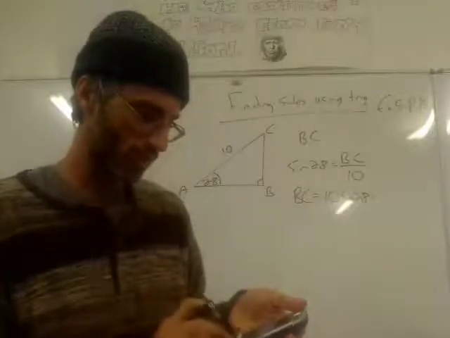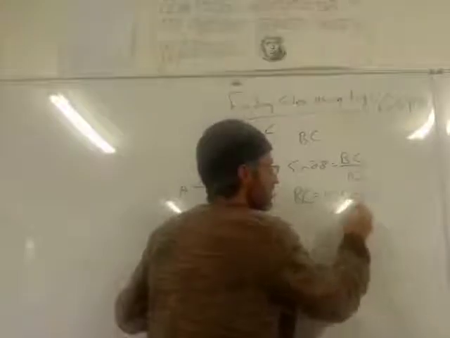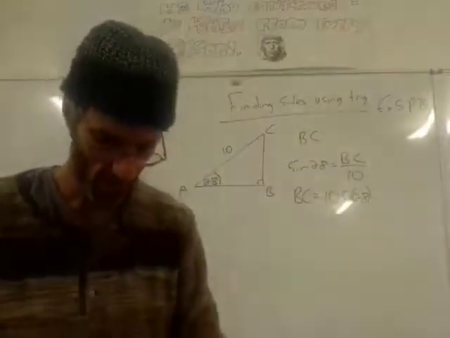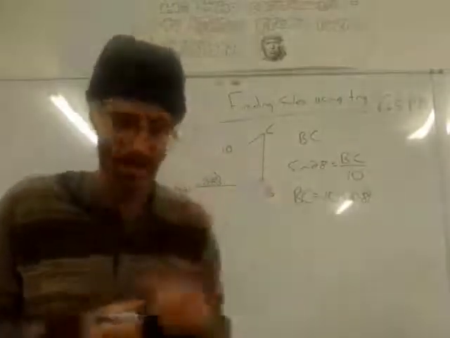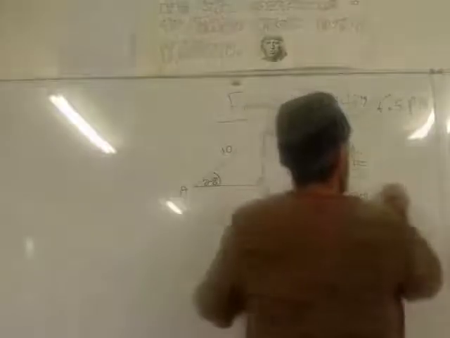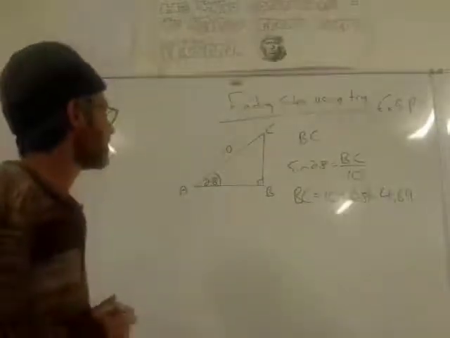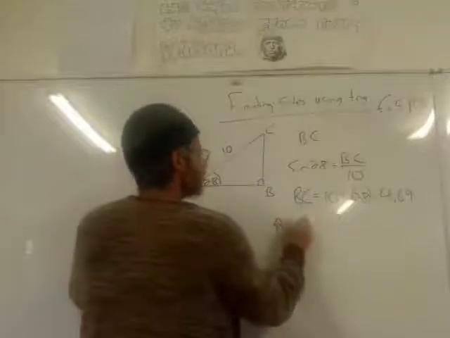Oh, that's not right. Sine 28. You remember that in the calculator, at least mine, we have to put these brackets there. So we're going to close the brackets, and the answer I get, to 2 decimal places, is 4.69. Easy, right? Now, let's say I wanted to find what AB is.